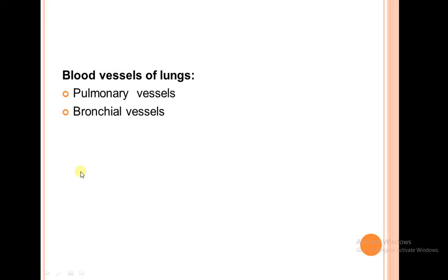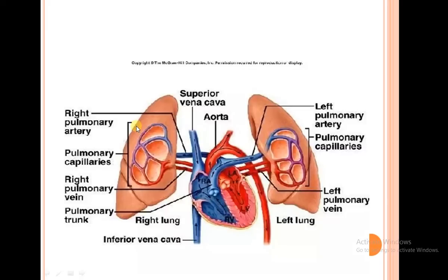Now coming to the blood vessels of the lungs. There are two types of blood vessels present in the lungs: the pulmonary vessels and the bronchial vessels. Now pulmonary vessels, or pulmonary circulation, is a high flow, low pressure circulation. Again I am repeating that pulmonary circulation is a high flow, low pressure circulation. The pulmonary artery arises from the right ventricle.